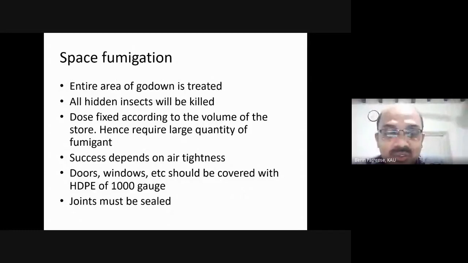That's what I told. The first thing I should do is seal all the windows, doors thoroughly, ventilators, because the room should be airtight. If the room is not airtight, fumigation won't be effective. So airtightness is one critical criterion. Everything should be sealed with high density polyethylene of 1000 gauge, and the joints also should be sealed.